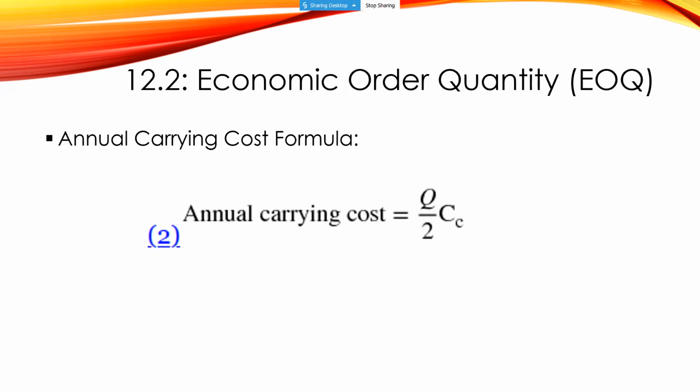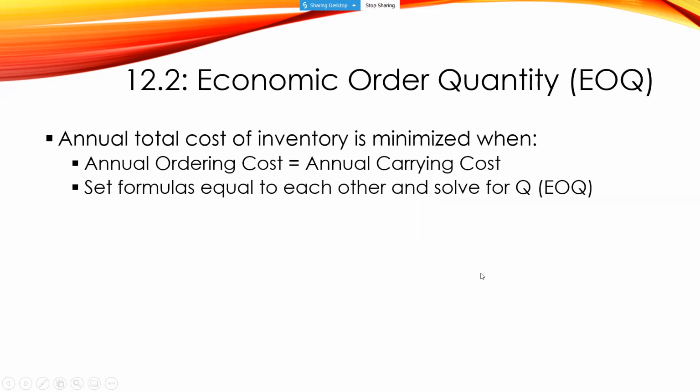So the carrying cost formula is going to be the average inventory level times the carrying cost per unit. If you added those two formulas together, you'd get the annual total cost of inventory. What we want is to minimize that cost.